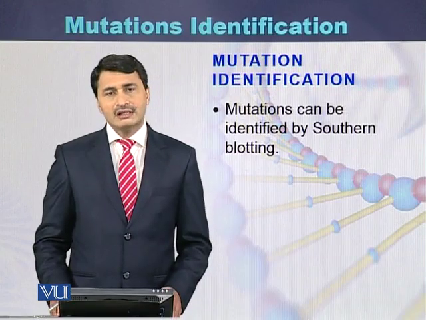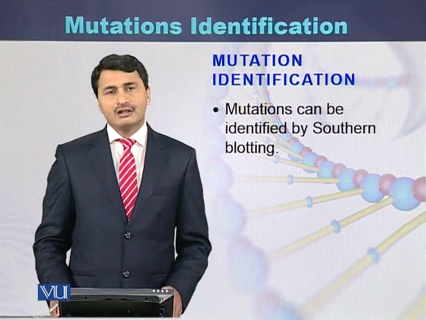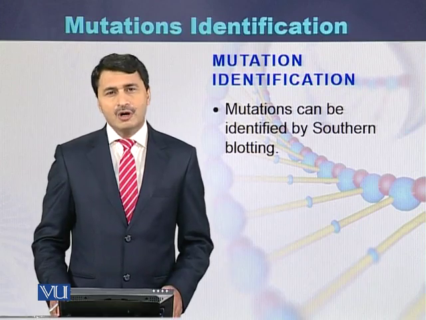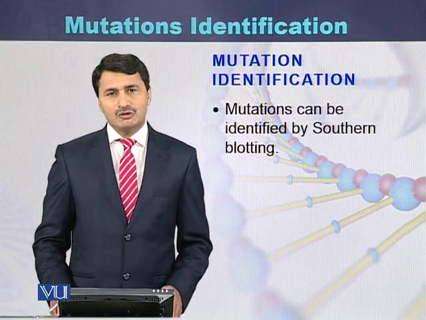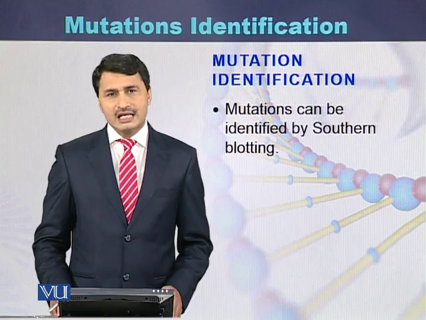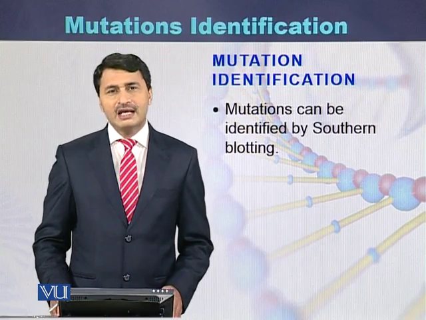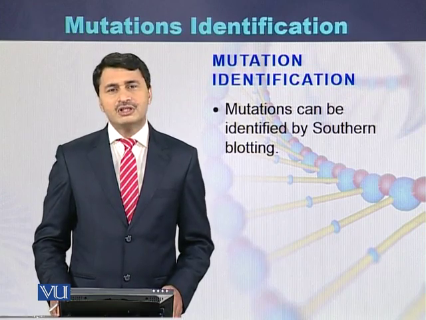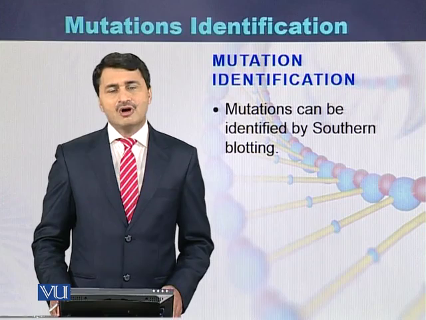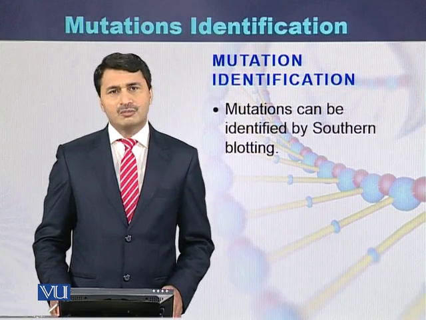So a mutation, a single nucleotide polymorphism, or any change present at a particular location can be identified, because due to that change the restriction enzyme cannot recognize that particular sequence. Based on this difference between the DNA sequence of a normal individual and that of a patient, we can identify mutations by using the Southern blot technique.